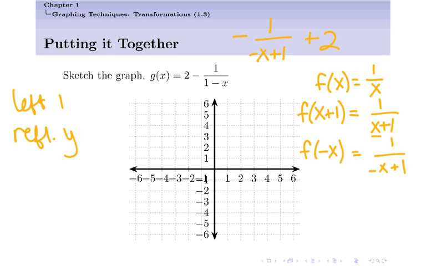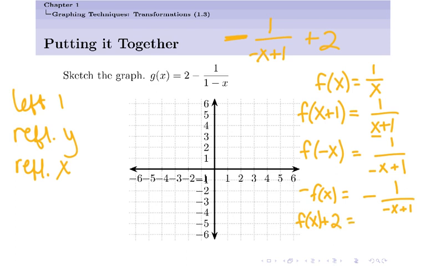Now I need to get this negative sign here taken care of. Well, that's negating the entire function. So how do I negate my entire f of x? Well, that's when you're reflecting over x. So you negate your entire function. Okay, and now I just need to tack on a plus 2 to my previous step. Well, that's a vertical shift up 2 units. So I take my previous step and I add plus 2 to it.